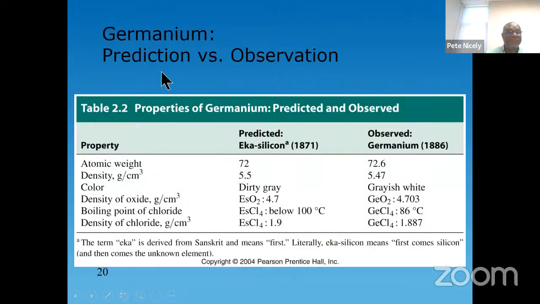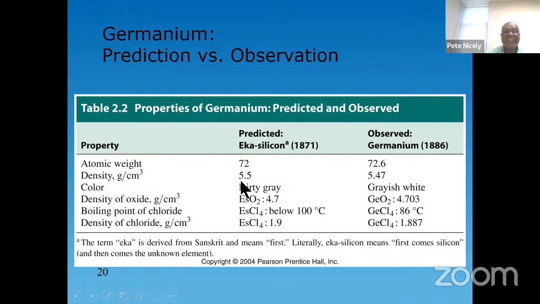So just to give you an example of an element that was not discovered during Mendeleev's time, and then was discovered after that, and what he predicted in terms of the properties and what was actually discovered. He predicted that a particular element, well, he called it ecosilicon. We now call it germanium. So in 1871, he predicted that the atomic mass of this element would be 72. When germanium was discovered, it was determined that the atomic mass is 72.6. So as you can see, there's a close correlation between what was predicted and what was actually observed.